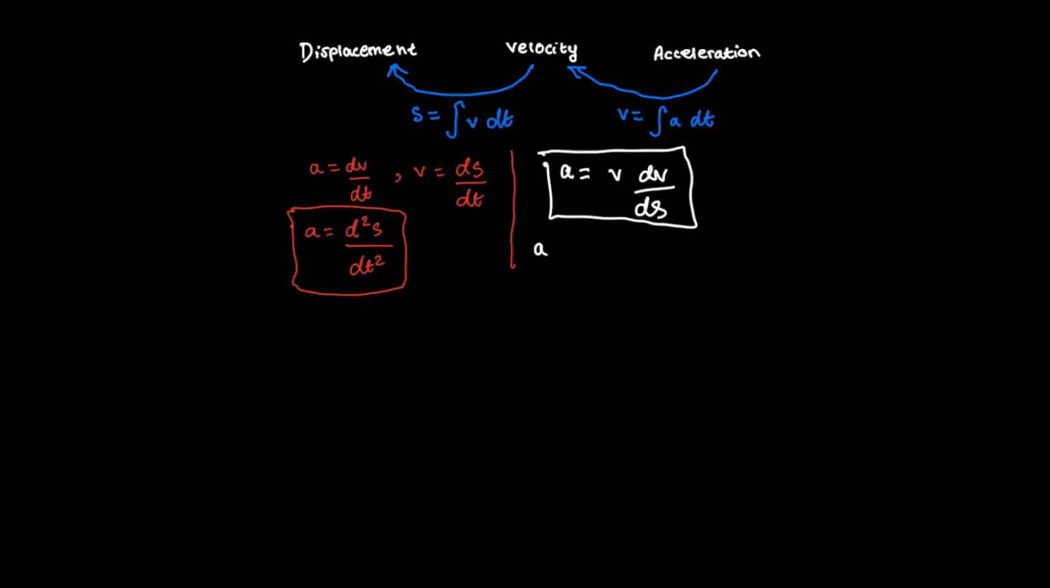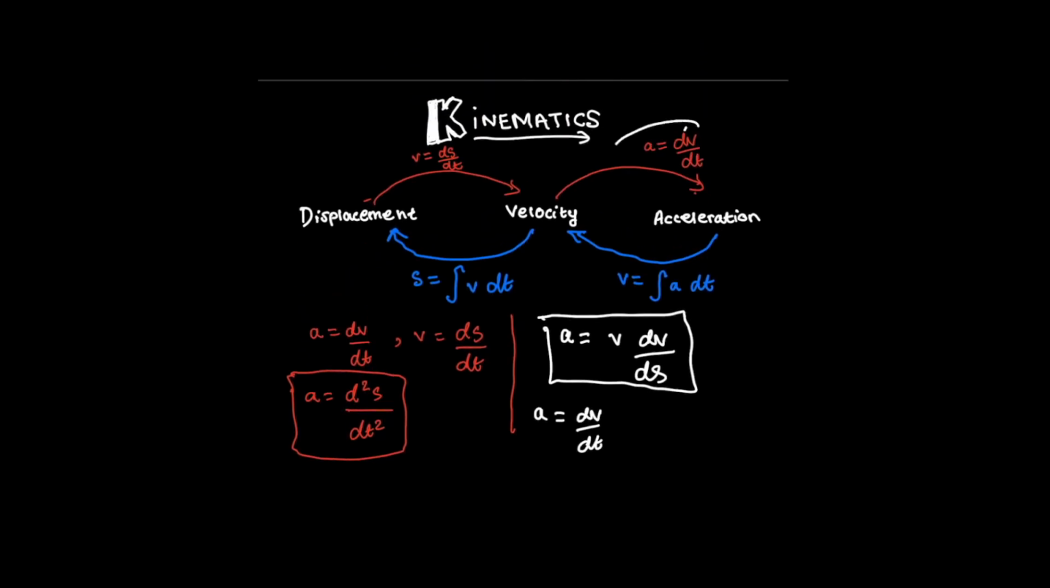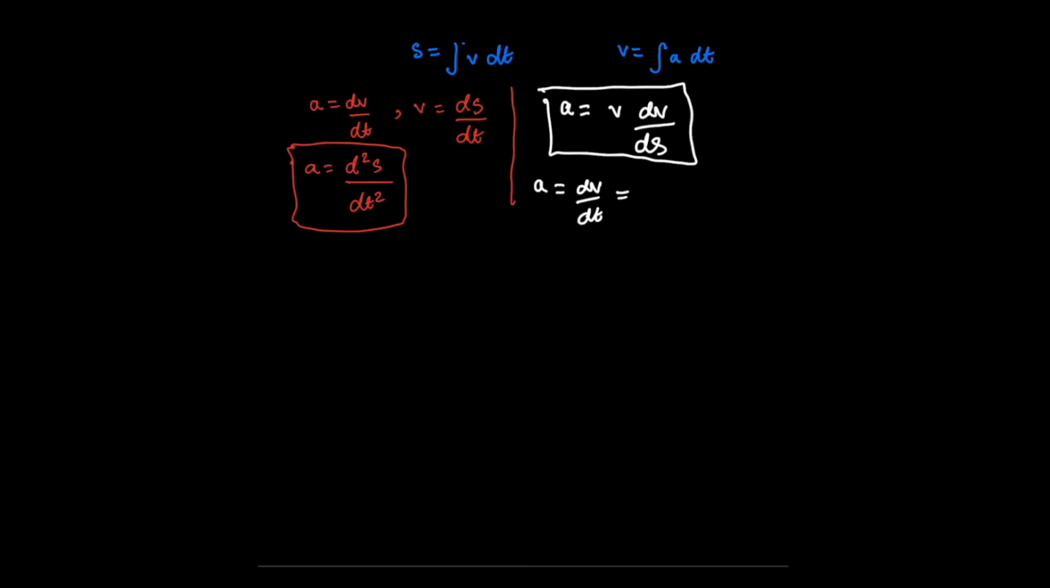So how exactly did we arrive here? As you know, acceleration is basically dv/dt as shown over here, and now our goal is to introduce a new variable, ds.